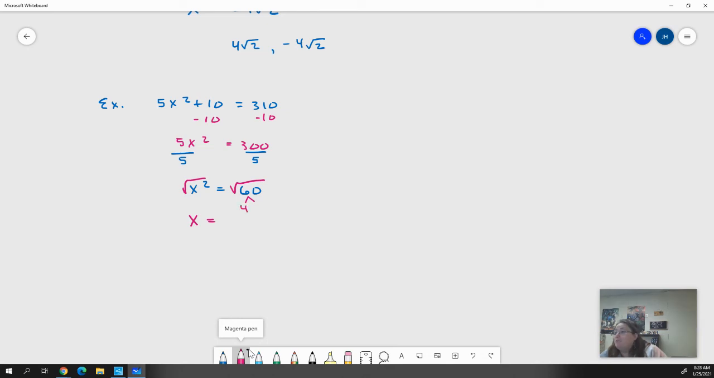It's also 4 times 15, and I know 4 is a perfect square, right? So I could rewrite this as 4 times 15. Now, 4 is my perfect square. It is plus or minus 2. But 15 is only 3 times 5. It does not break down, so we are going to leave that underneath, and this would be our solution.